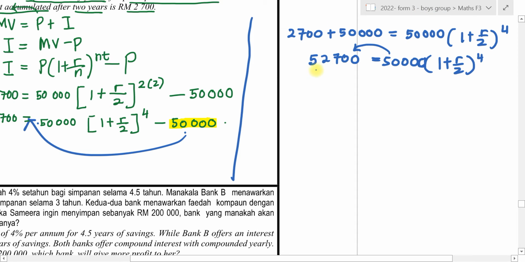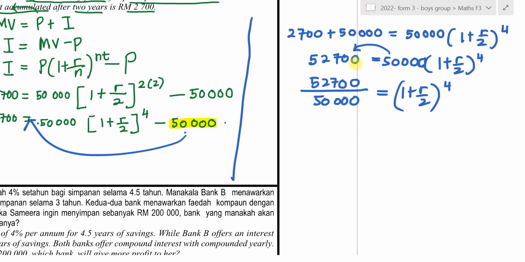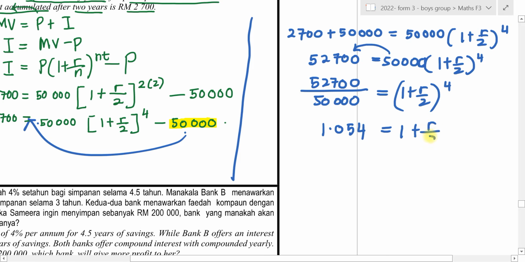That means you are multiplying, so when it comes here, it becomes divide. 52,700 divided by 50,000 is equal to 1 plus r over 2, still in the bracket because you have power 4 here. Okay, Tan, solve for me the 52,700 divided by 50,000. I get 1.054, sir. 1.054, good, is equal to 1 plus r over 2 power 4. Okay, I'm just showing you step by step.